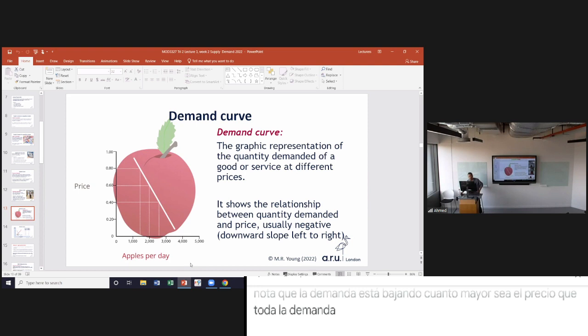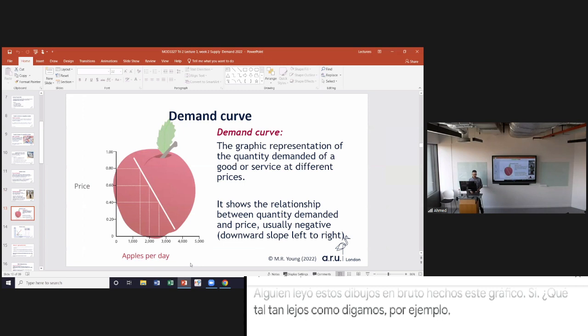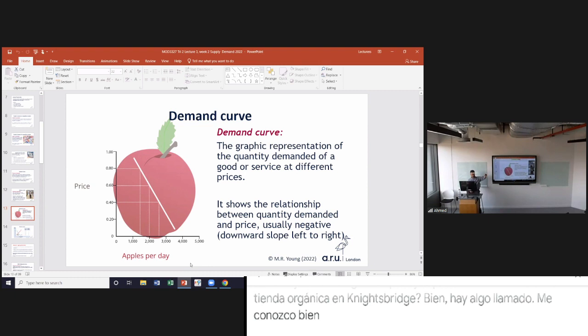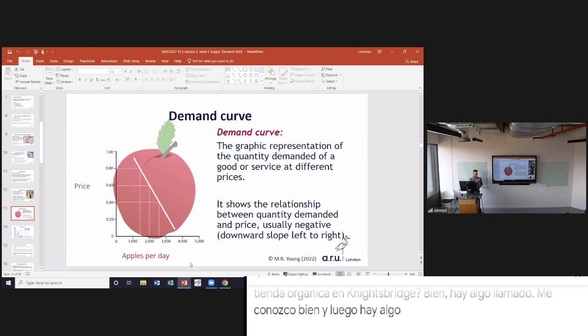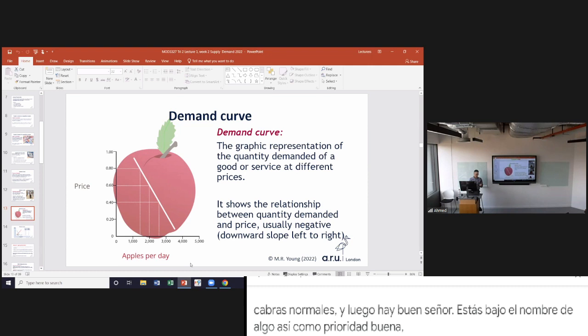Yeah. Let's say, for example, you're selling in an organic store in Knightsbridge. Okay. There is something called a normal good, and then there's something else. We call them three types of goods. One is called inferior good, like if you go to Primark or Poundland, yeah, cheap stuff. Then there are normal goods, and then there are goods that have another name, something like priority goods, goods for posh people, like upper class goods. I'm going to give you various names for it, okay?